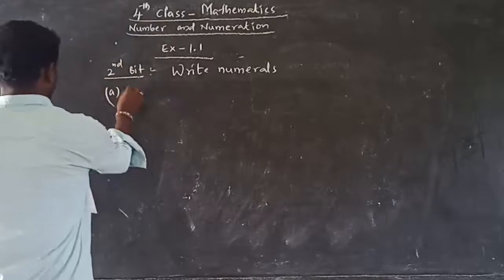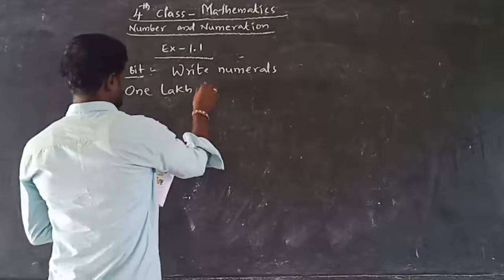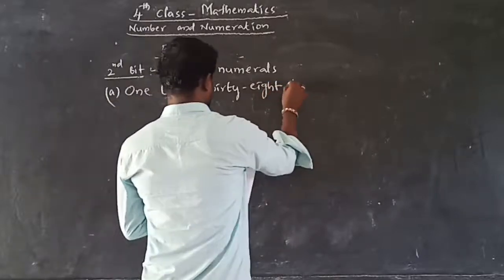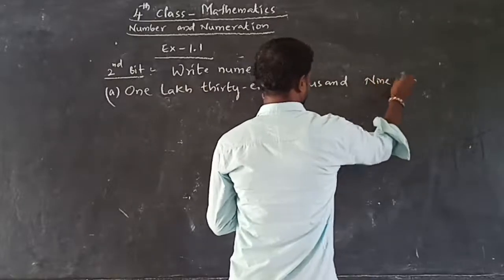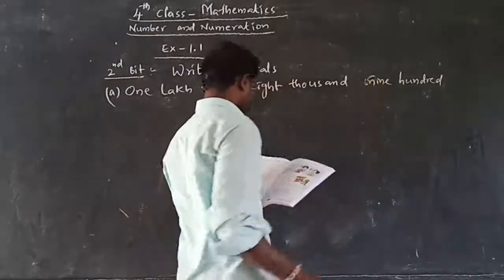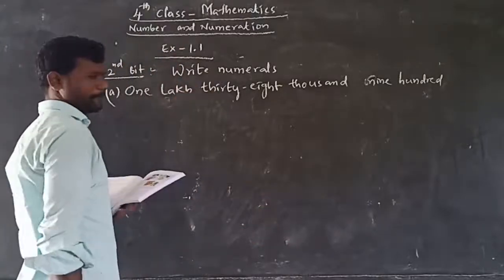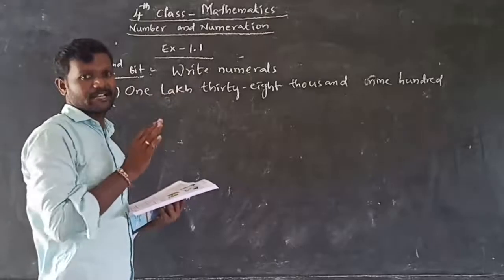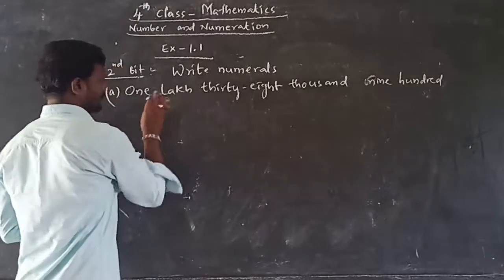First one is 1 lakh 38,900. Okay, 1,38,900. So we want to write the number for this. First one, lakhs. Lakhs means how many digits it has? It has 6 digits. So first one is in lakhs place. So 1 lakh.